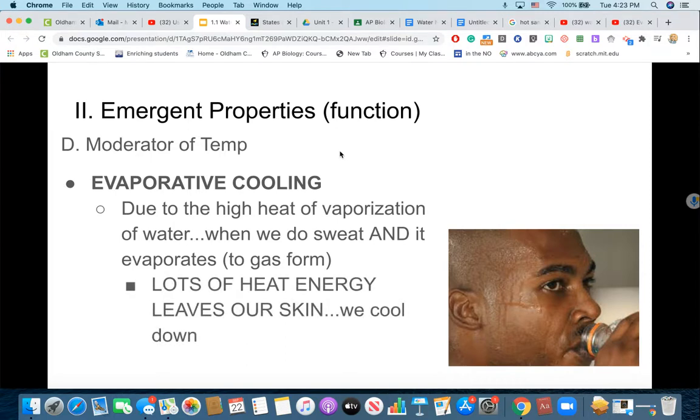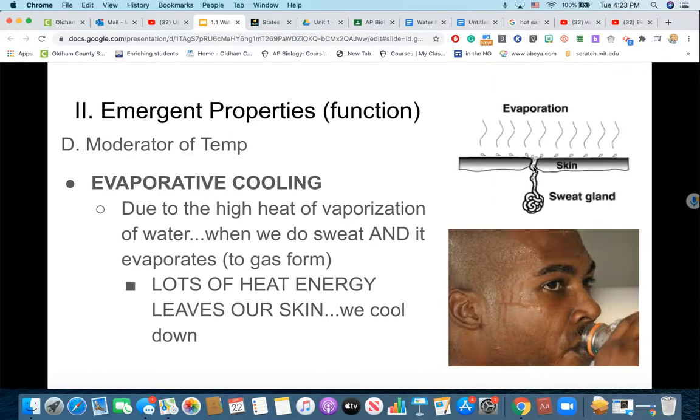So lots and lots of heat energy will leave our skin as sweat vaporizes because water has a high heat of vaporization. It took a whole lot of energy to get us to the vaporization point, and now that it is vaporizing, our sweat is vaporizing, it's releasing a ton of energy with it. And that leaves our skin ultimately cooler. So here's a picture of that.